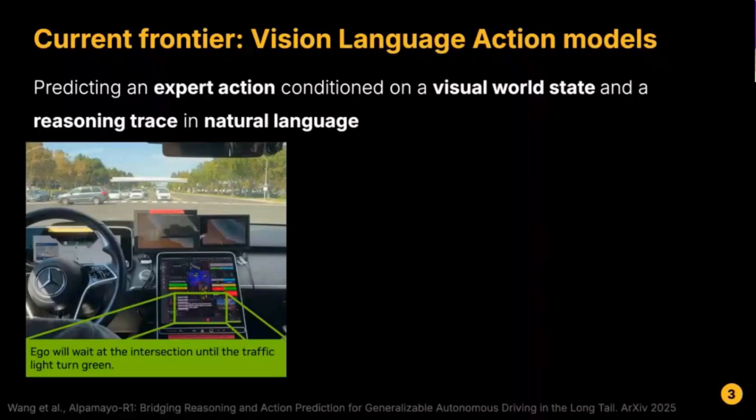These models, to put it simply, predict expert actions. They're mostly trained by imitation learning from large human data sets, conditioned on visual world states. The key difference between a VLA and the typical end-to-end models of, let's say, 2020, 2021, 2022 till last year is that these models have reasoning traces in natural language. Here you can see the deployed vehicle. It says that it's waiting until the traffic light turns green and then it takes the action. So it's a typical VLA like you will see in many other sessions of robot learning workshops in this conference.